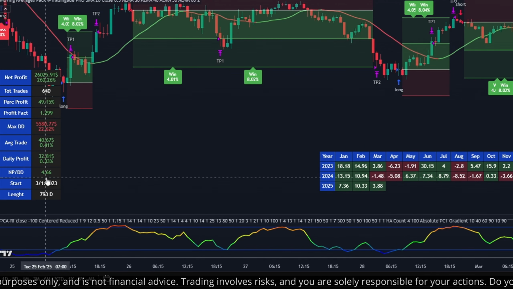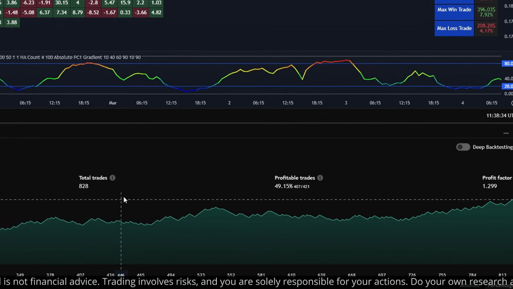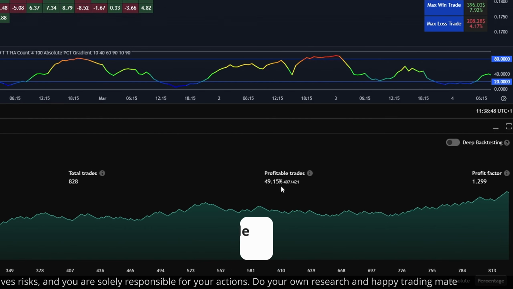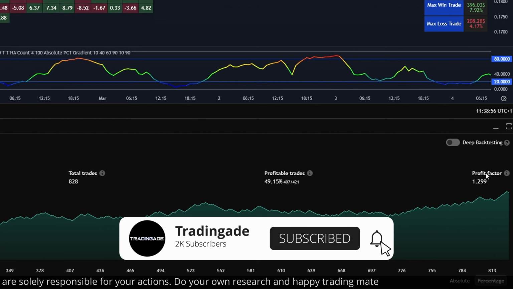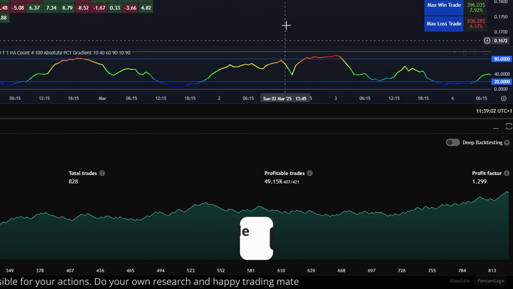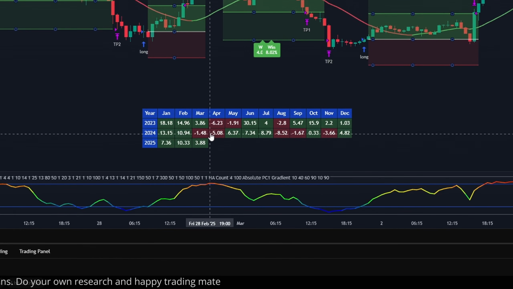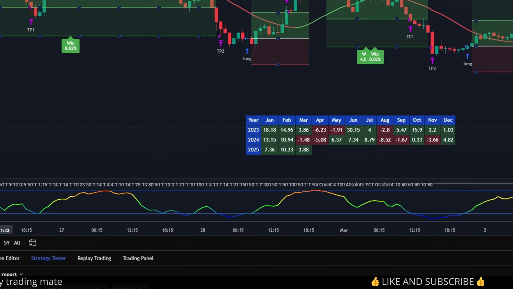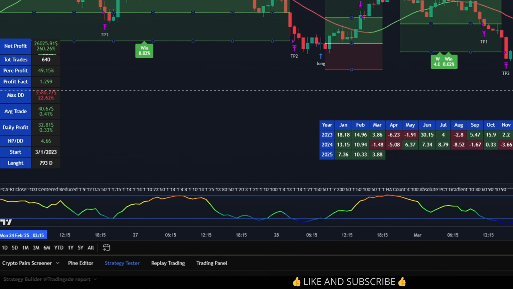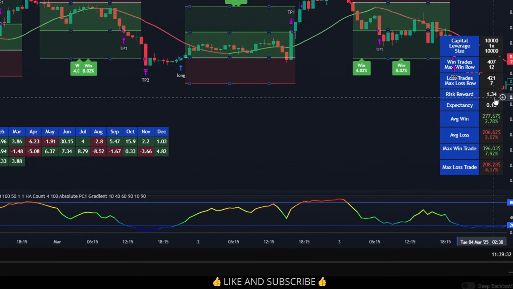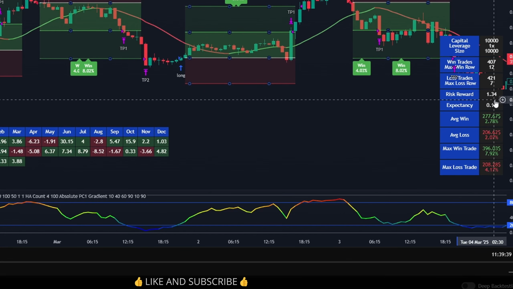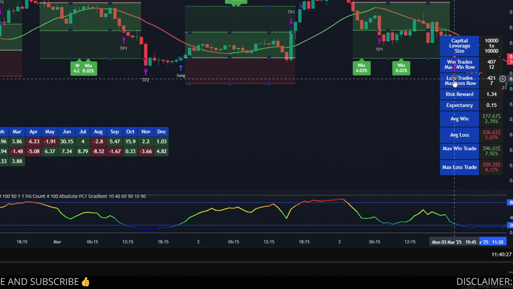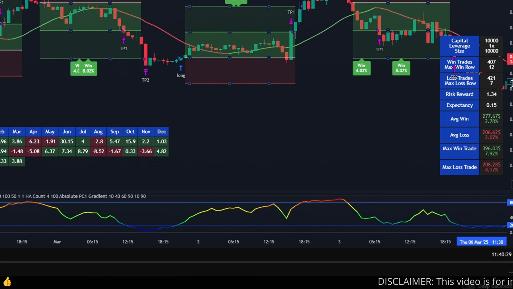This value is considered to be average. We have 828 trades, the win rate is 49.15%, which is interesting as well. Then we have a profit factor of 1.29, the monthly table is good, we have some losing months, but overall the majority of the months are in profit. Daily profit is 0.33%, while the average risk reward is 1.34, which is not so high, similar to the expectancy, which is 0.15. The max win row is 12, while the max loss row is 7, absolutely good.